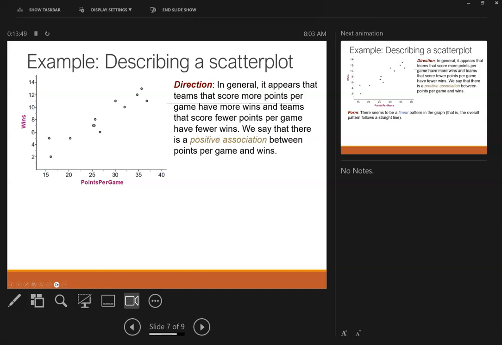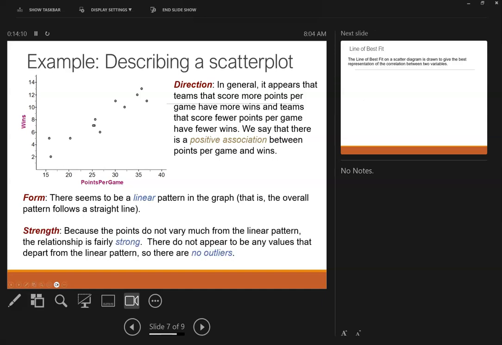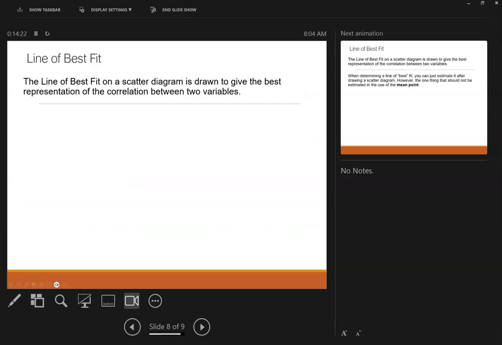So positive association is what we said. Again, as we're looking at what looks like a football team, we're investigating the relationship between points scored per game and wins. So we said the form is linear. The relationship is fairly strong. I said moderate, that's really the same thing, and it appeared there were no outliers. Everybody's okay? Okay.